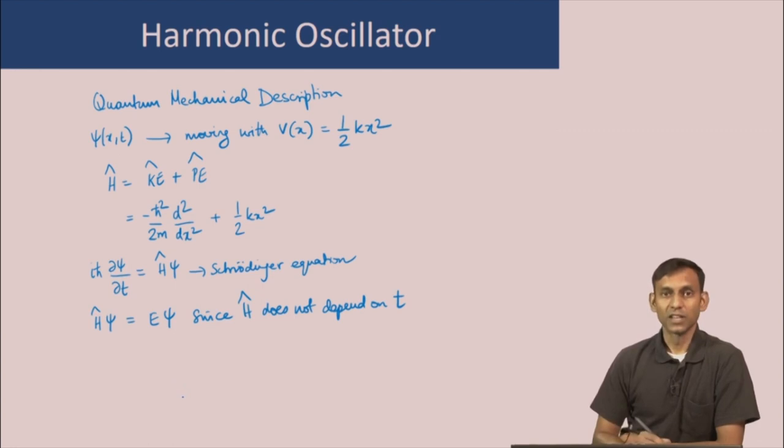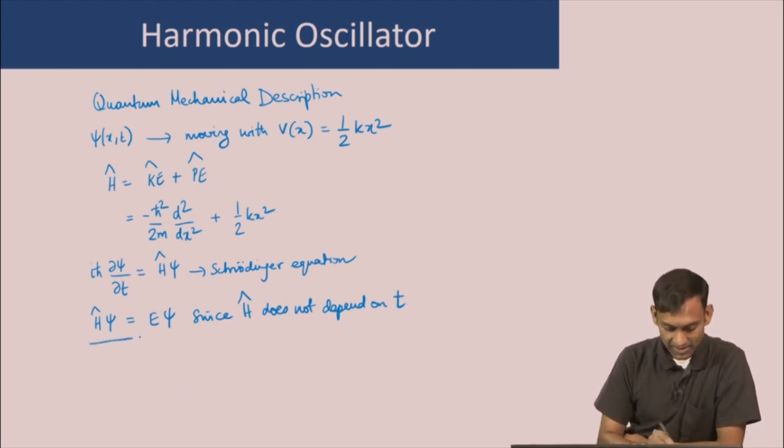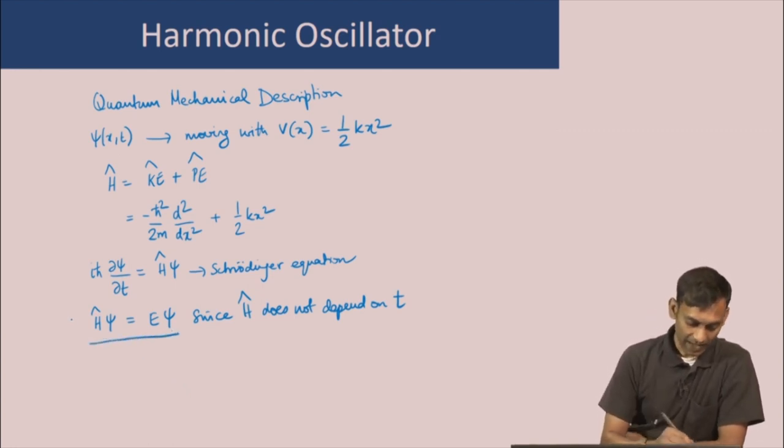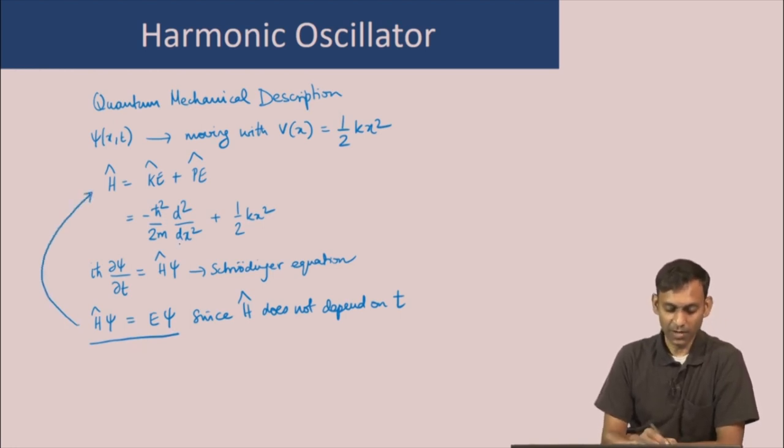So, let us look at the solution of this equation H psi is equal to E psi, where H is this Hamiltonian: minus h bar squared by 2m d squared by dx squared plus half k x squared, and let us go and derive what are the actual eigenfunctions and eigenvalues of this Schrodinger equation.